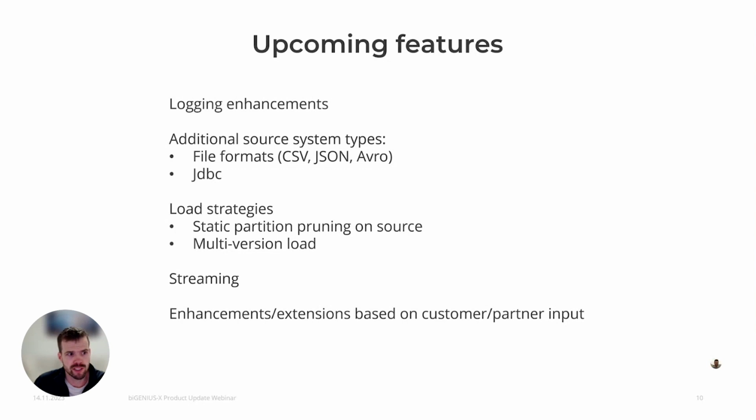Then there are the load strategies, like using static partition pruning on the source, so that if you have a source where you do not move your source files, you can prevent reading everything with every load, things like that. And also multi-version load, so this means you can have in your source multiple records for the same key and still load everything into your model according to some date that is provided.